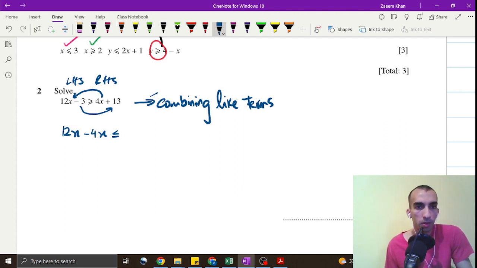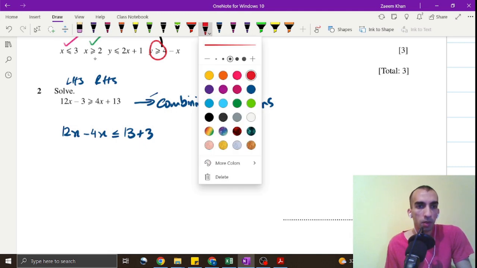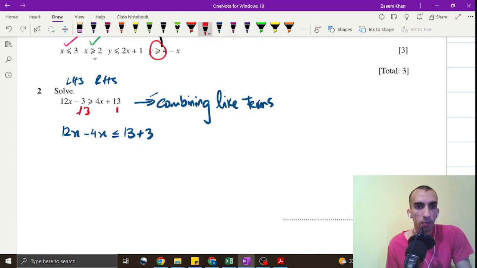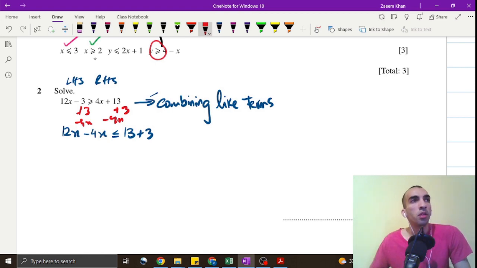It's going to become positive, so it's going to be 13 plus 3. Usually what you do in your working is you write it like this. Take a look. You will say plus 3 over here and plus 3 over here, and then in the next step you will say negative 4x over here, negative 4x over here. There's nothing wrong with that. That's technically correct, but what you're supposed to show in your working is something like this, what I've shown you in blue.